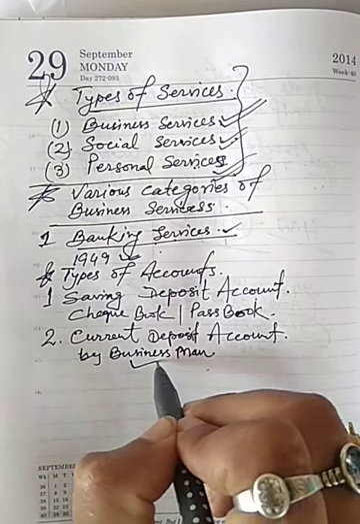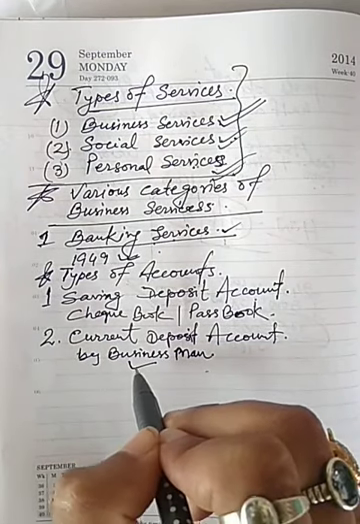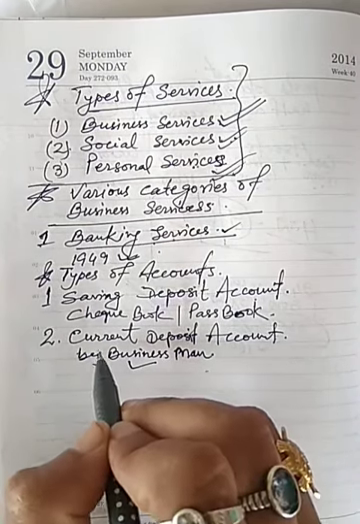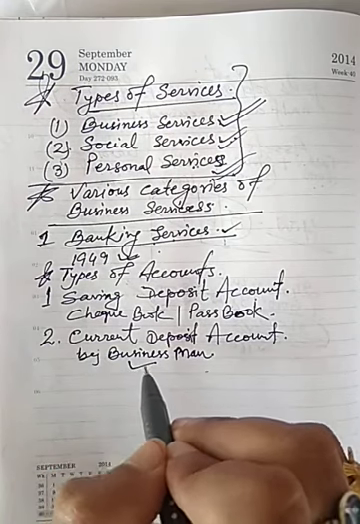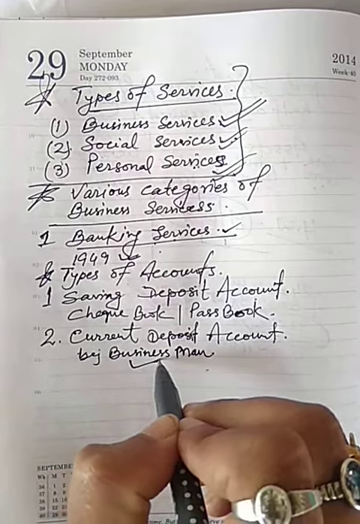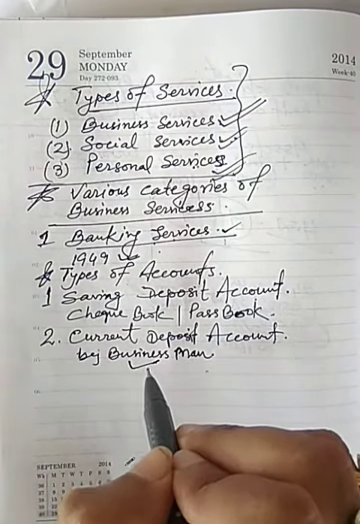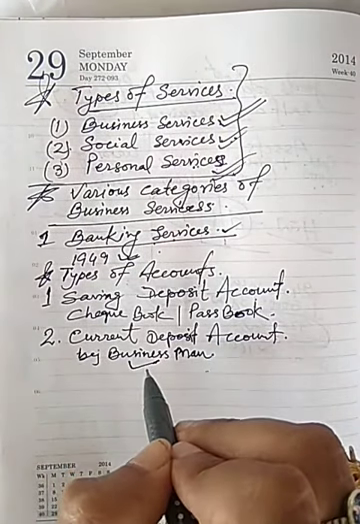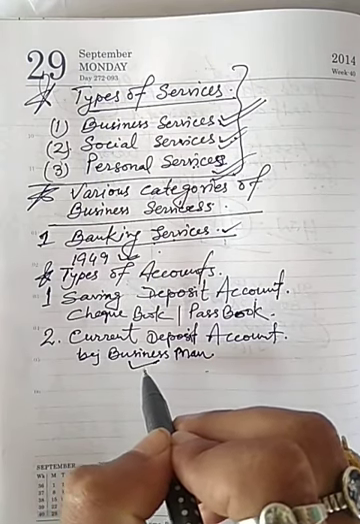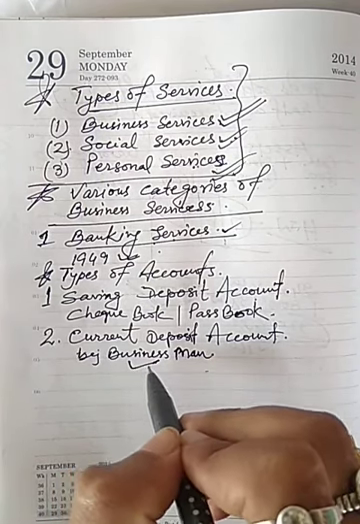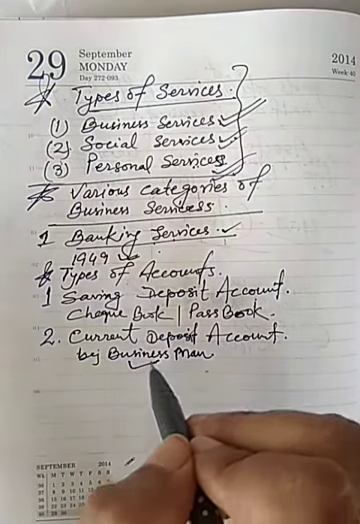Overdraft means when no amount is available in the current account, the businessman can withdraw excess amount in comparison to their deposit, and credit limit facility is also available in this account.